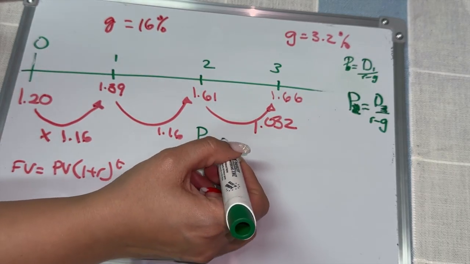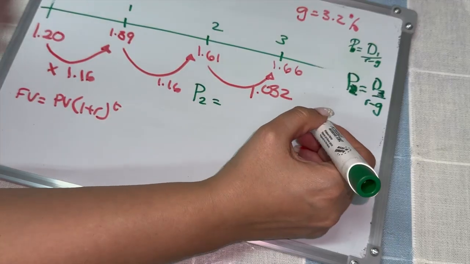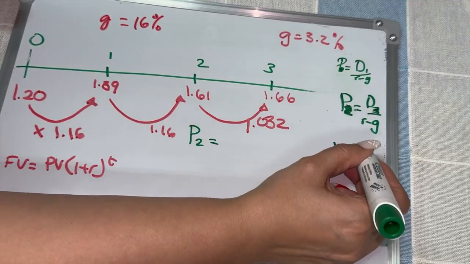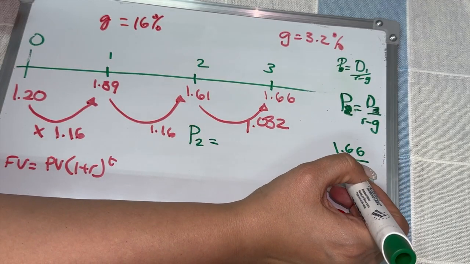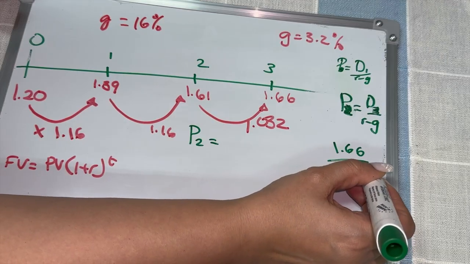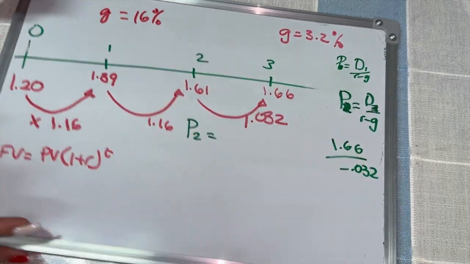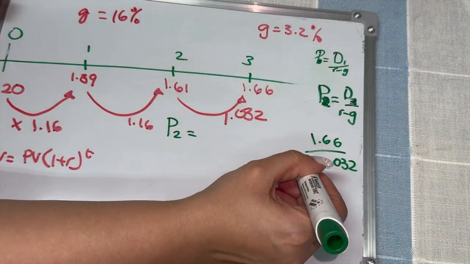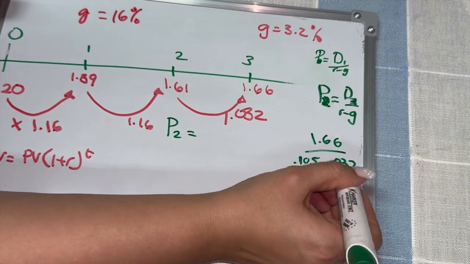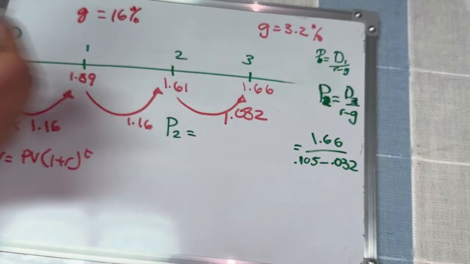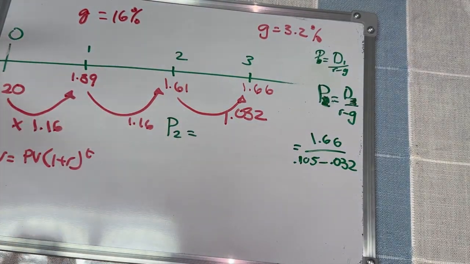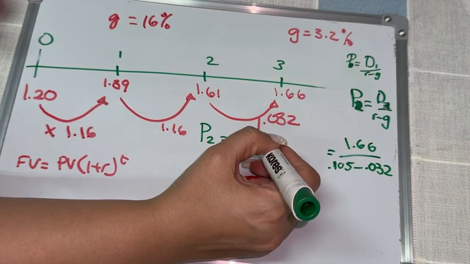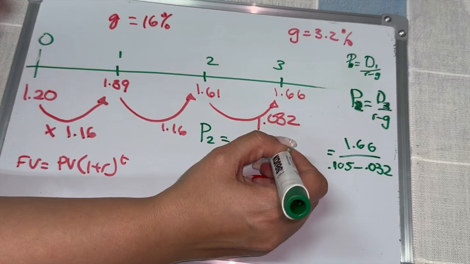So let's do that, and we're going to get P2 here. All right? So what is it? It's going to be 1.66 divided by R minus the growth rate, which is 0.032. What was the required rate of return? It was 10.5%. So 10.5 minus 3.2, 1.66 divided by that. Do that calculation and put that in P2. So what I got was $22.74. Okay.